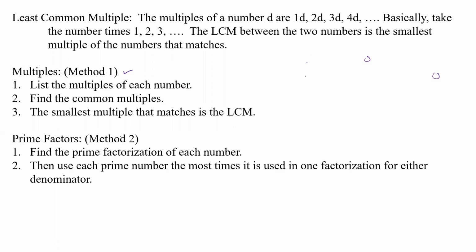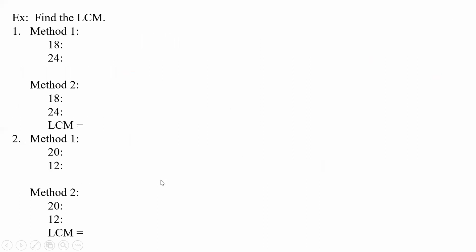Now, prime factors is the other way, and we've been doing prime factors already because those are actually easier. We find the prime factorization of each number, then we use the prime numbers, most times used in one factorization for either denominator. All right, so we're going to find the least common multiple, and we're going to do both methods, method 1 and method 2.